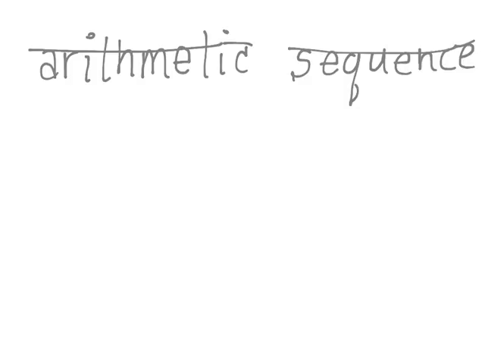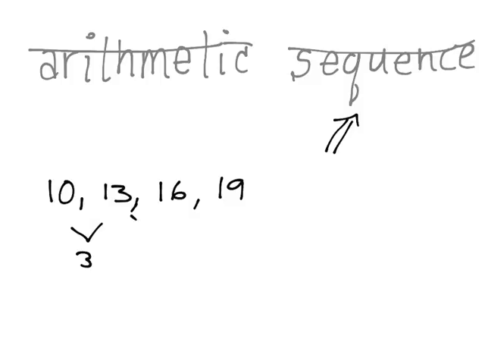Arithmetic sequences. Now, what is a sequence? A sequence is just a list of numbers. An arithmetic sequence is special because it is a list of numbers such that the difference between any two consecutive terms is constant. For example, 10, 13, 16, 19 is an arithmetic sequence. The difference between 10 and 13 is 3, 13 and 16, 3, 16 and 19, 3.